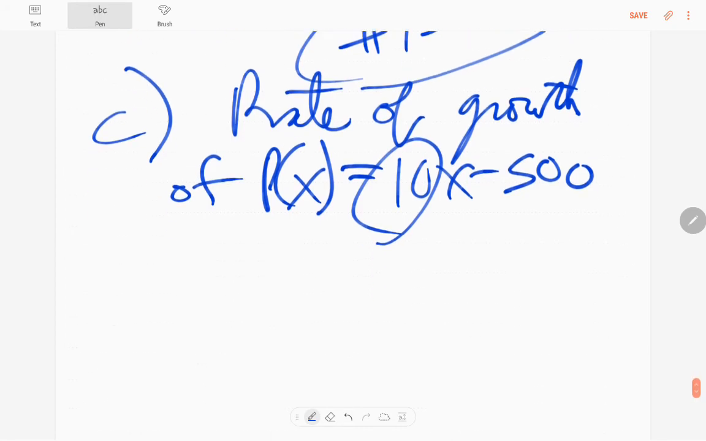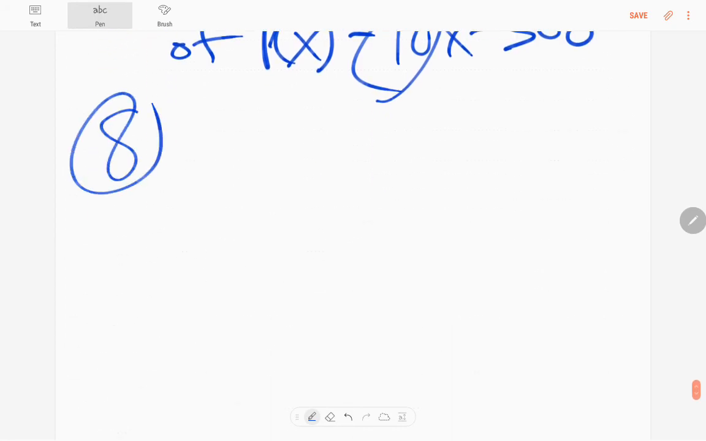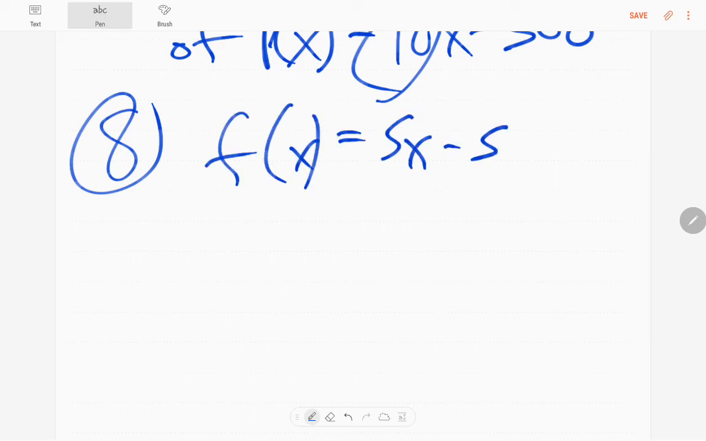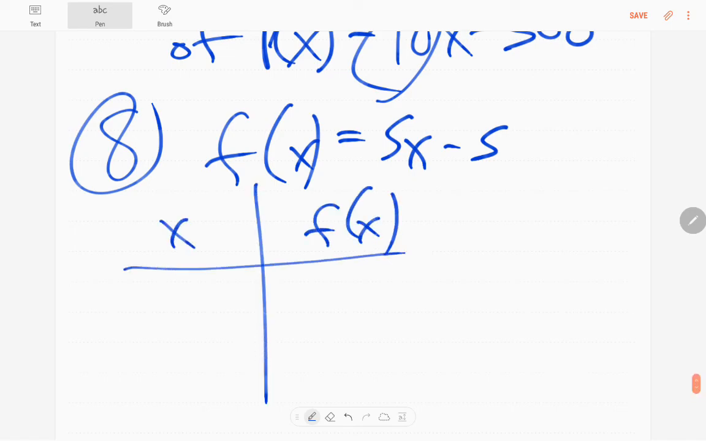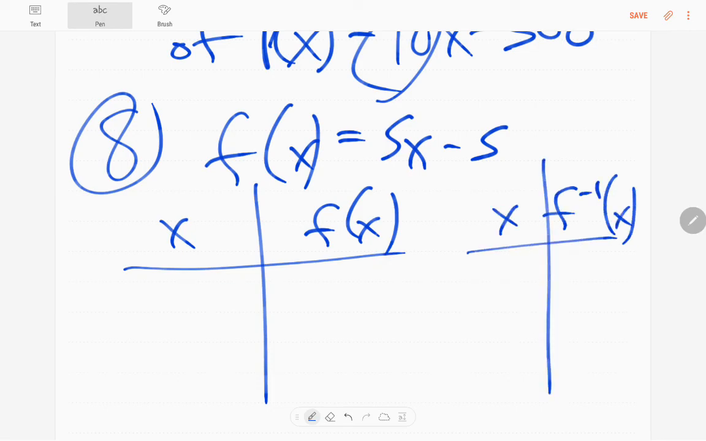Let's do number 8. For the function defined by f of x equals 5x minus 5, complete the table below. And we're given 2 tables. And this is the one where you just have to remember that for a function and its inverse, you switch around the coordinates.